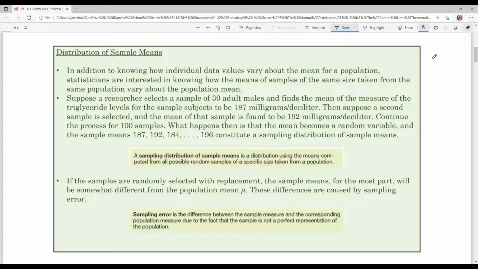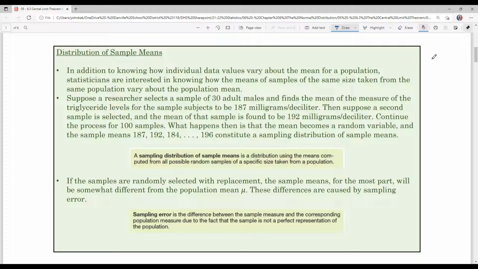What happens then is that the mean becomes a random variable, and the sample means of 187, 192, 186, and so on, maybe up to 196, constitute a sampling distribution of sample means. So this sampling distribution of sample means is a distribution that uses means computed from all the possible random samples of a specific size taken from a population.